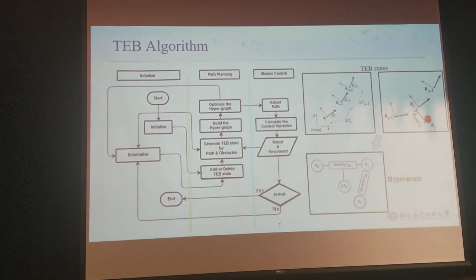This is the control flow of time elastic band. It has initialization phase, path plan phase, and motion control phase. In the initialization phase, an initial path is enhanced to an initial trajectory by adding default timing information respecting the dynamic and kinematic constraints.